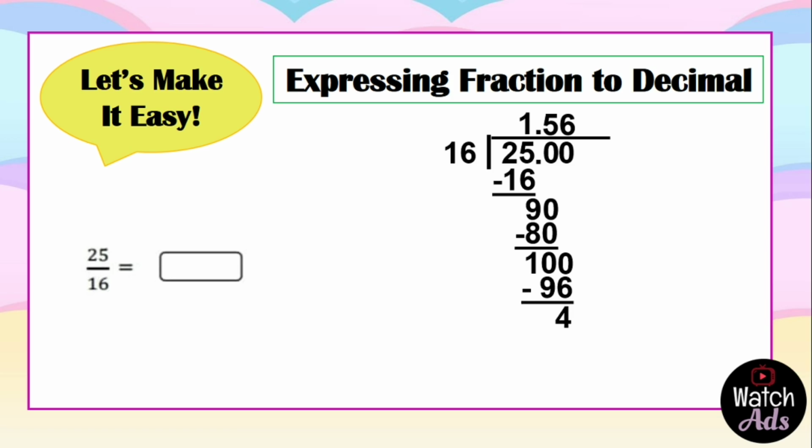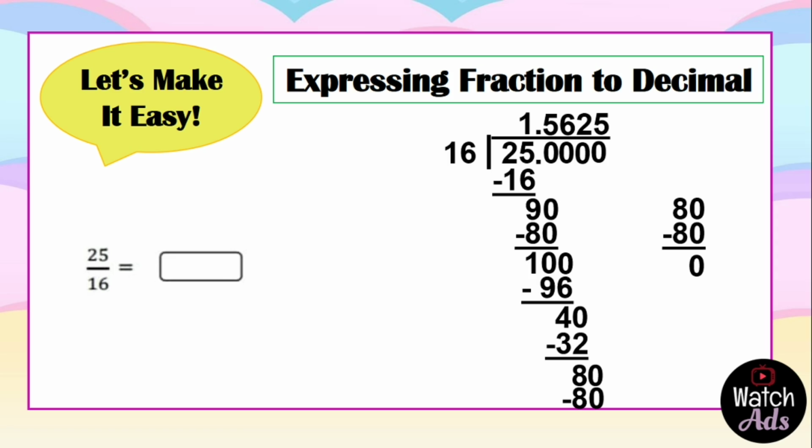96. The difference is 4. We affix another 0 and bring it down. 40. Obviously, that's only 2. Now 2 multiplied by 16 is 32. And then 8. I have written it on the right side because I don't have any space left. On the lower side, now I have 80 because we affixed another 0 and brought it down. 80 divided by 16 gives us 5. And we ended up with no remainder.